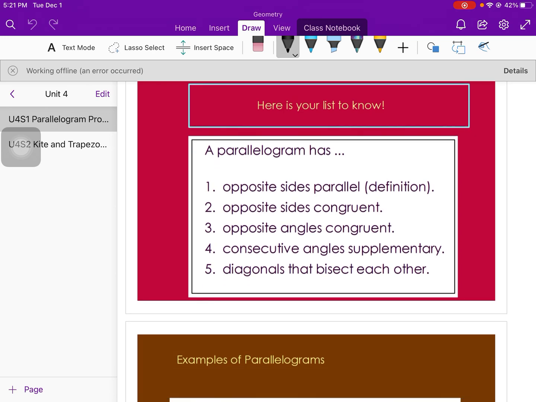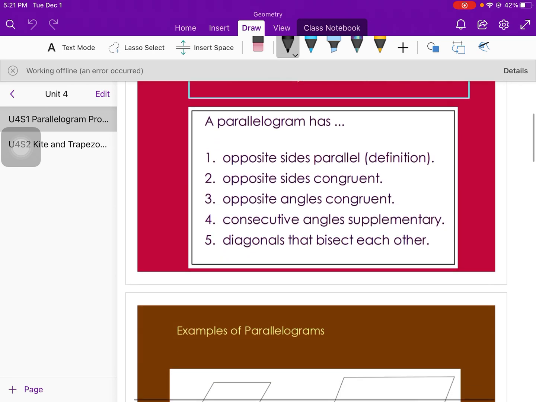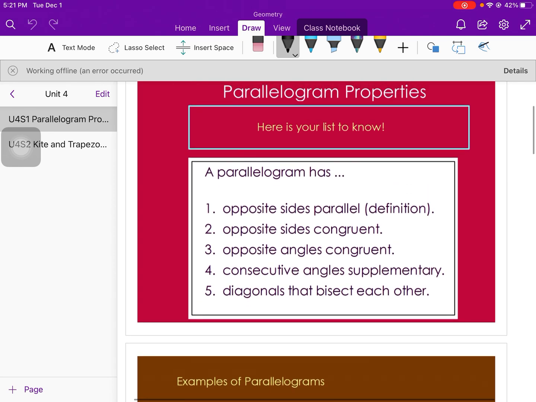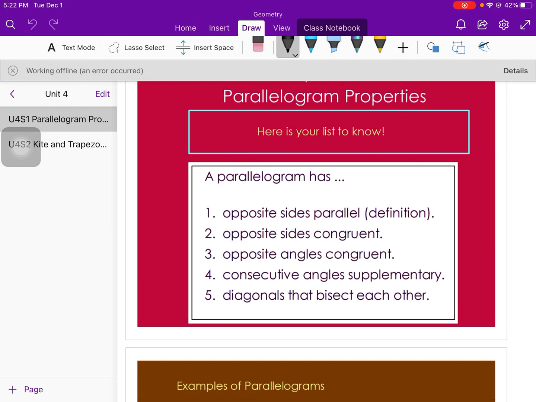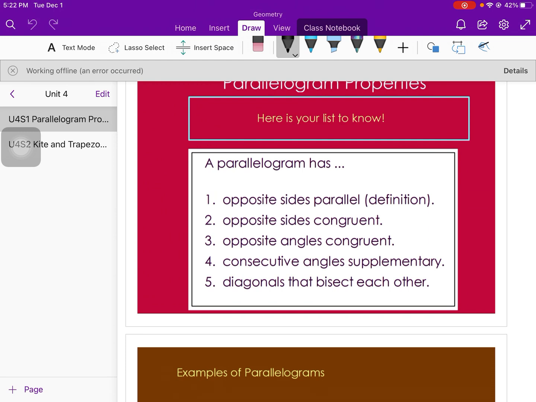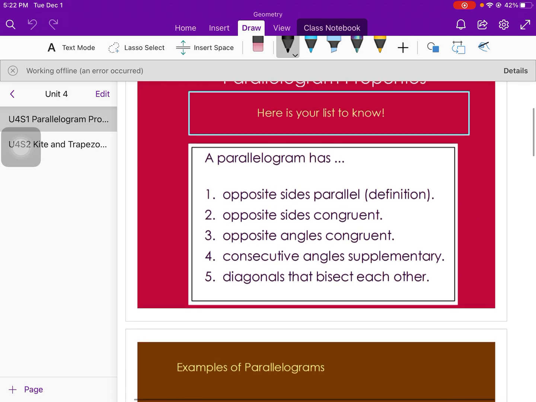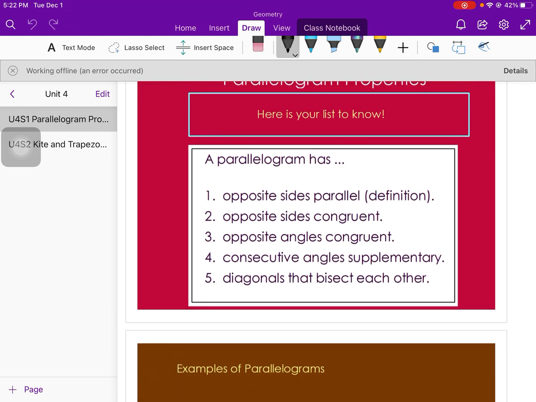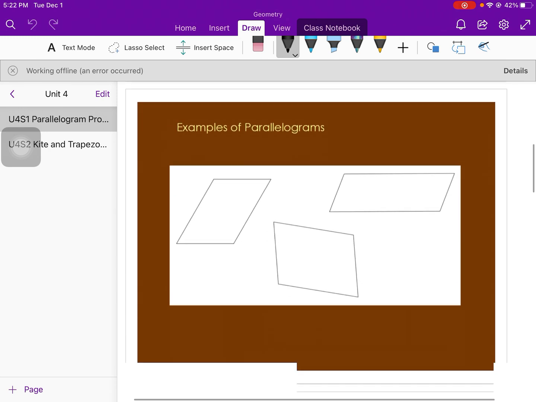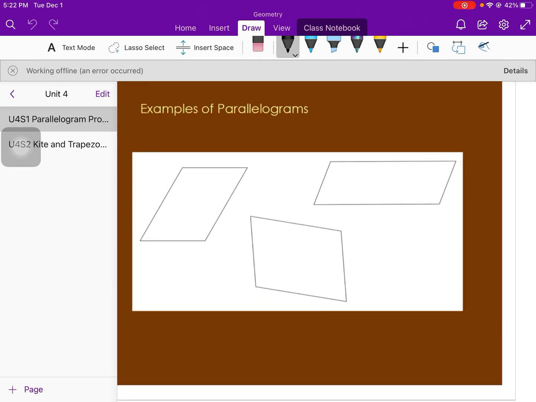A parallelogram is a four-sided figure that has, the first is opposite sides are parallel, which is why it gets its name, parallelogram. Opposite sides are congruent. Opposite angles are congruent. Consecutive angles are supplementary. Now when it says consecutive angles, those are angles that are next to each other. Opposite is across from, like with the diagonals. And then lastly, number 5 is diagonals that bisect each other, meaning when the diagonals intersect, they cut each other in half. So here's some examples of what parallelograms look like.